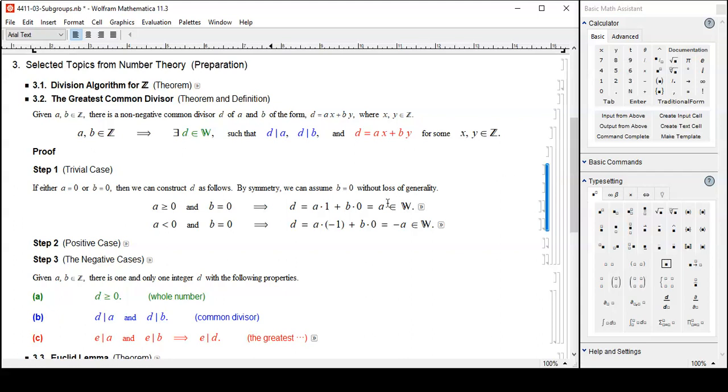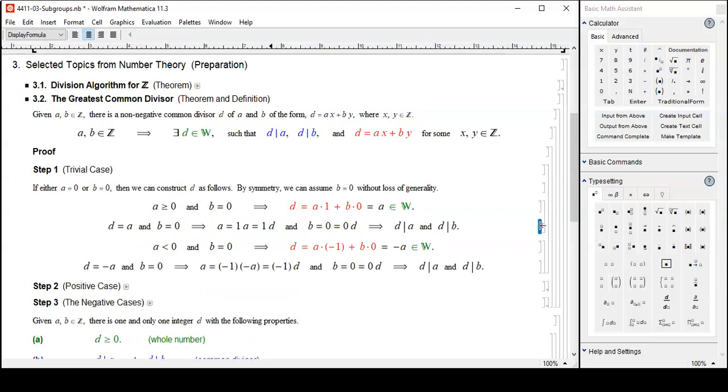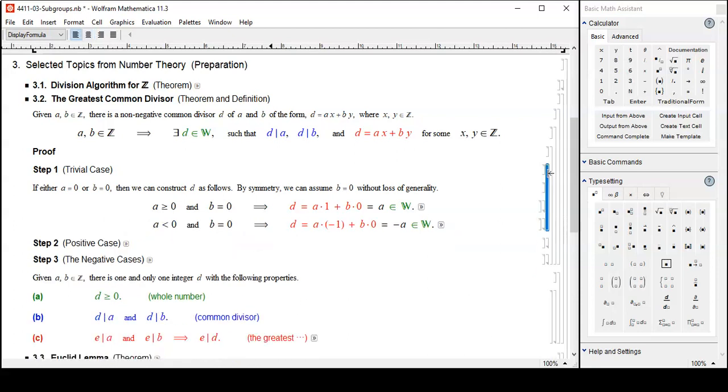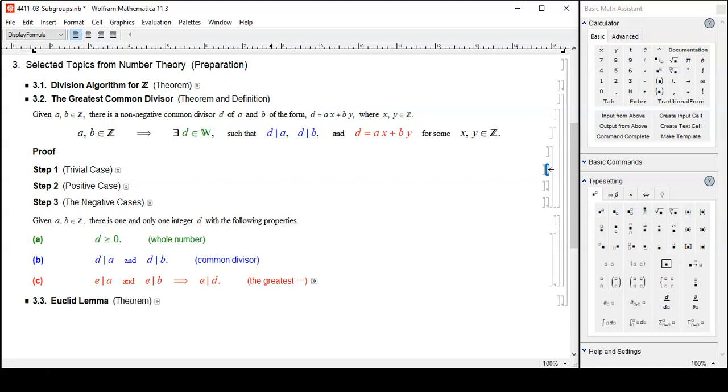So a trivial case, we can define D as either this linear combination or that linear combination, yes. Either way, we have a whole number. So we have red and green, and we can manually prove the blue property as well. That's what we did. That was for the trivial case where either A0 or B0 or both are zeros.